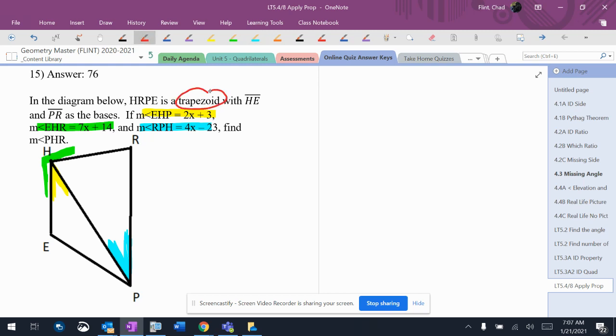It is a trapezoid. Trapezoids always have a pair of parallel sides, and that's really all we start out with. It has to be the bases. So the parallel sides would be there and there.